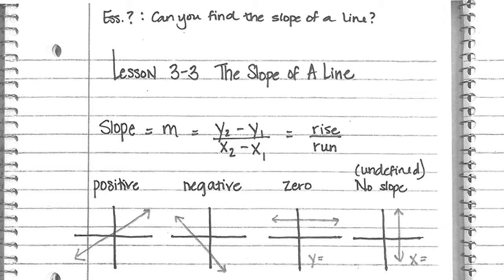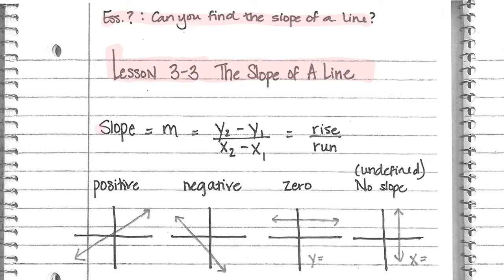All right, we're moving on to the slope of a line. A lot of you accomplished this in Algebra 1. We are in Algebra 2, so it's going to get a little tougher. We're on Lesson 3, Chapter 3, Section 3, and our essential question is, can you find the slope of a line?